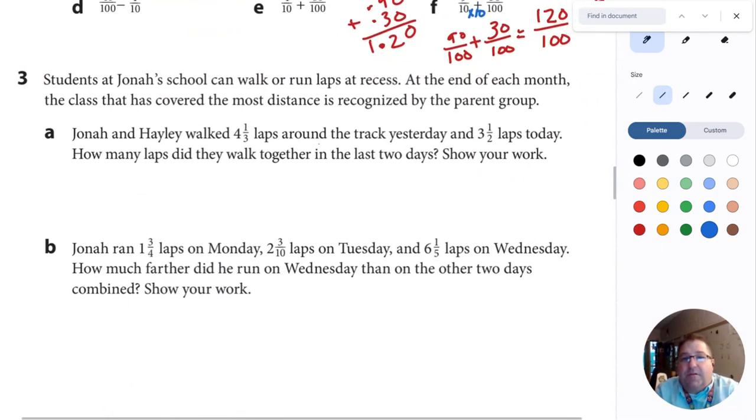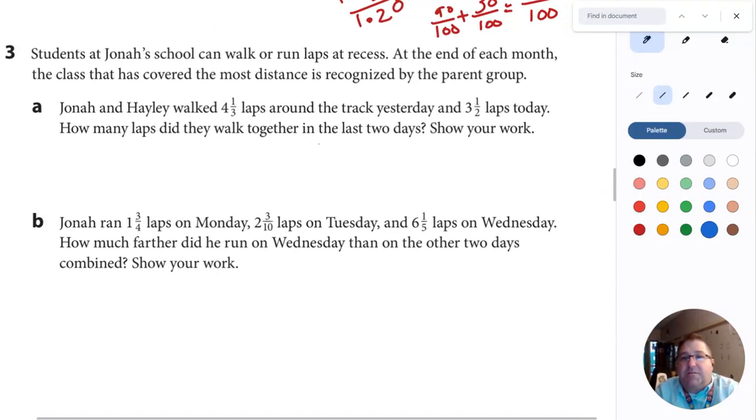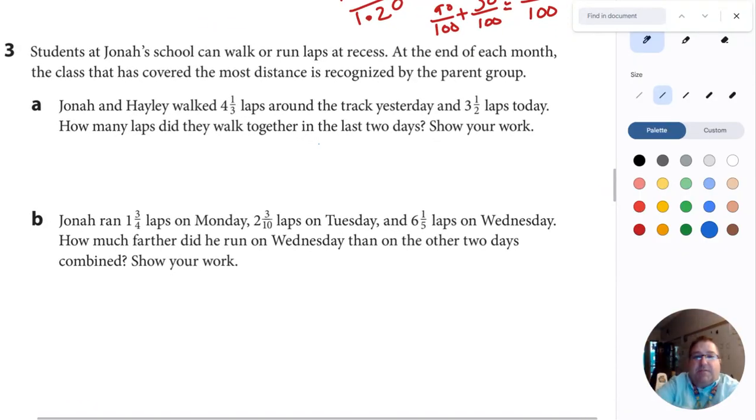All right, reviewing a little more from Unit 2. Students at Jonah School can walk or run laps at recess at the end of the month. The class has covered the most distances recognized by the parent group. All right, so Jonah and Haley walked 4 1/3 laps around the track yesterday and 3.5 laps today. How many laps did they walk together in the last 2 days? We just need to add these up, right? So 4 1/3 plus 3.5.